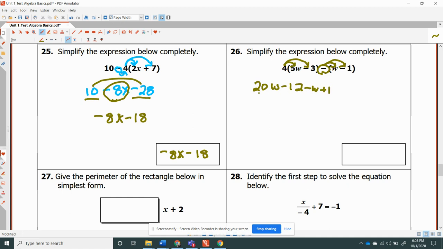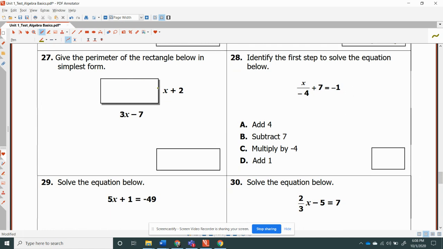Now we can combine like terms. We have 20w minus 1w is 19w. And then we have minus 12 plus 1, minus 11.